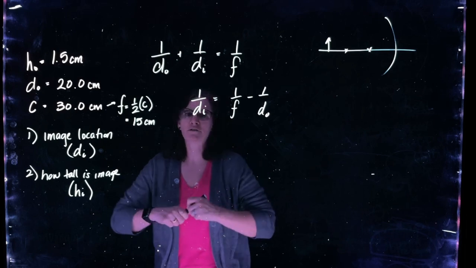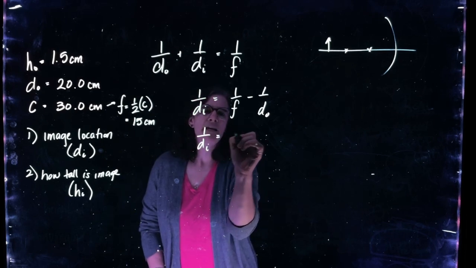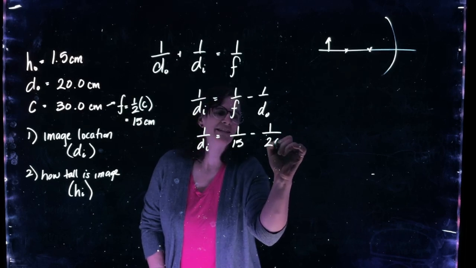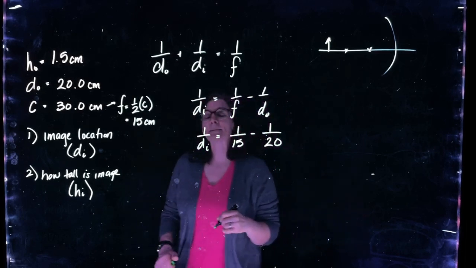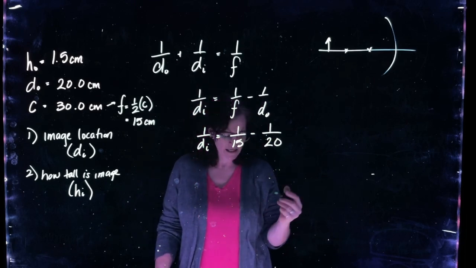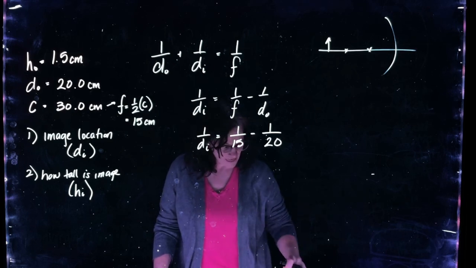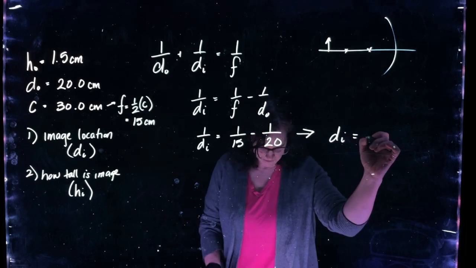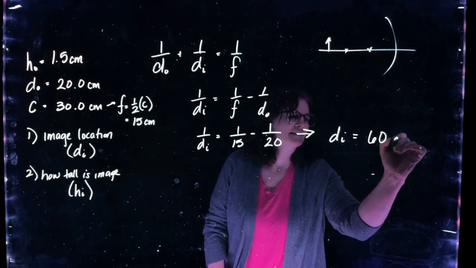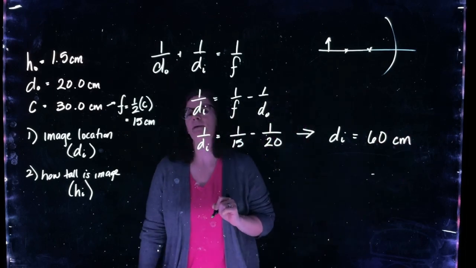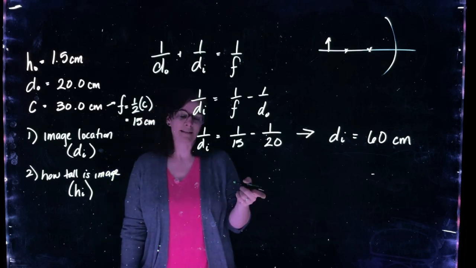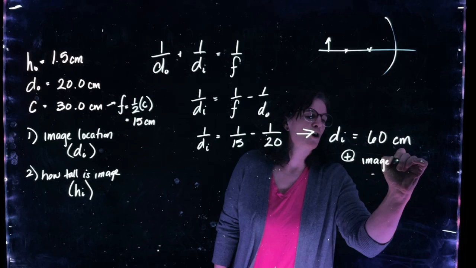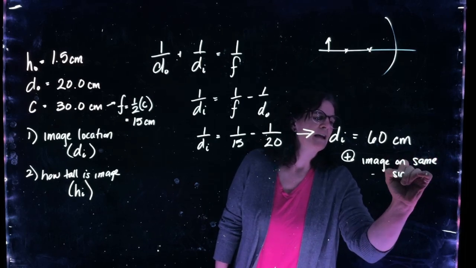All right, I'm going to solve for this. I have 1 over the image distance is equal to 1 over 15 centimeters minus 1 over 20 centimeters. I don't have to convert this to meters because everything is in the same unit. If I go ahead and solve for that, I end up with an image distance equal to 60 centimeters, so 0.6 meters. Now it's positive. What does that tell us? A positive image distance tells us that the image is on the same side as the object.